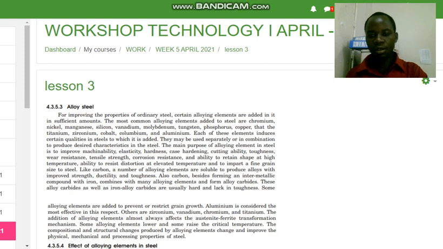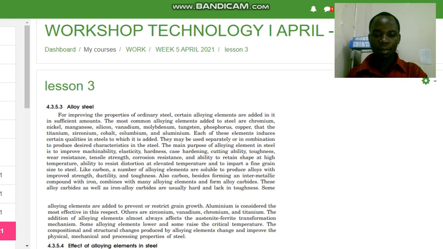The main purpose of alloying elements in steel is to improve machinability, elasticity, hardness, case hardening, cutting ability, toughness, wear resistance, tensile strength, corrosion resistance, and ability to retain shape at high temperature. Also, the ability to resist distortion at elevated temperature and to impart a fine grain size to steel.